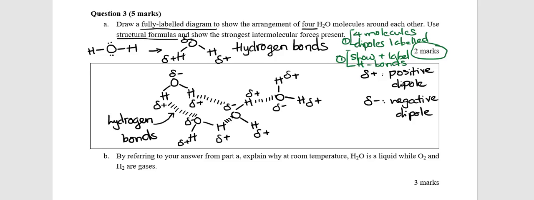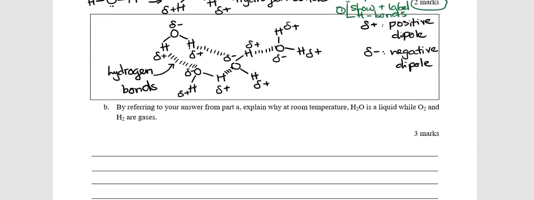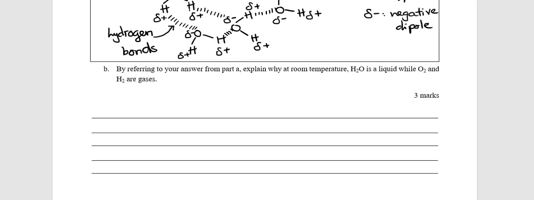That's part A. Moving on to part B, you need to refer to the answer from part A to explain why at room temperature H2O is a liquid, while O2 and H2 are gases. All right. So in order to do that, we are going to need to refer to the intermolecular forces between these molecules. So whenever the question asks about things like states, then you really want to think about the intermolecular forces present. Now this is also a 3 marker.